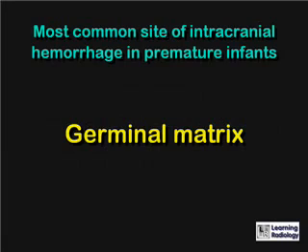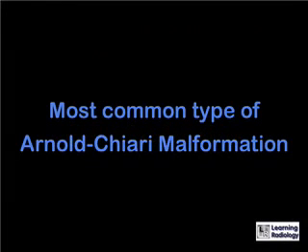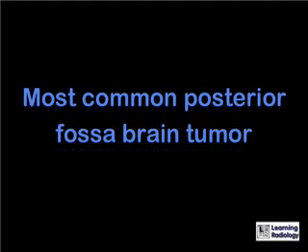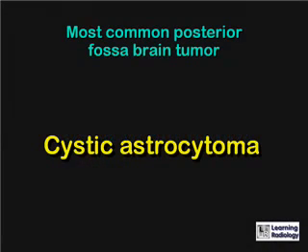The germinal matrix. What is the most common type of Arnold-Chiari malformation? A Chiari 2, which is almost always associated with myelomeningocele. What is the most common posterior fossa brain tumor in children? A cystic astrocytoma.